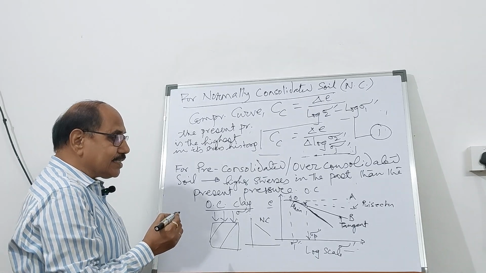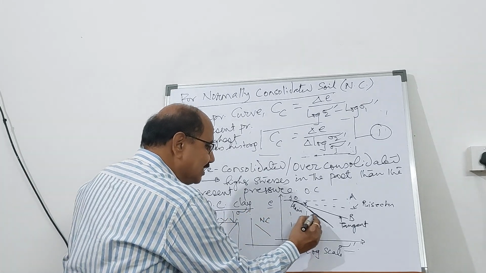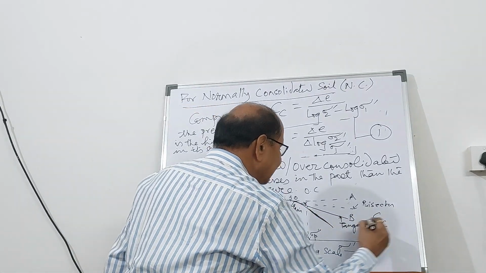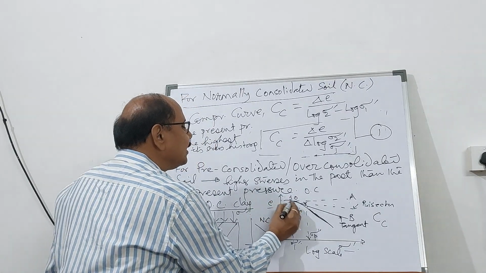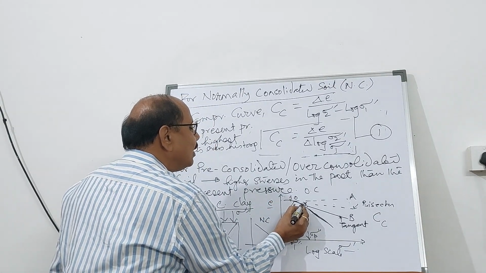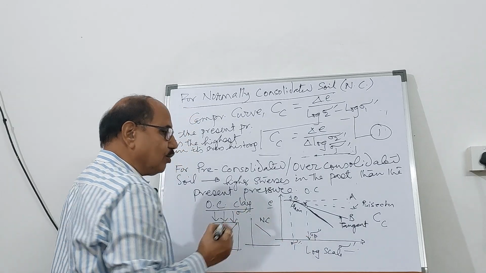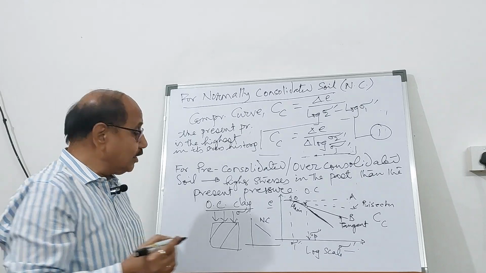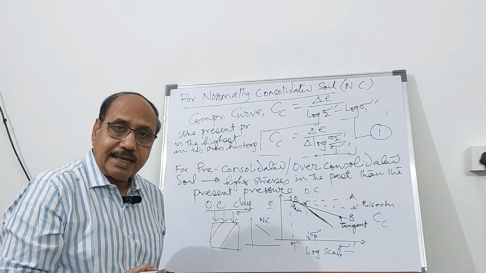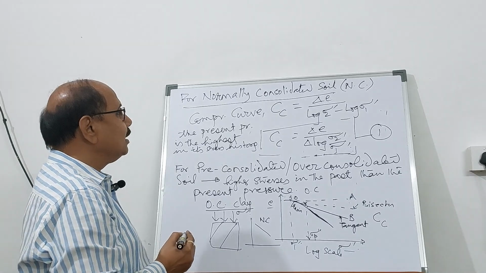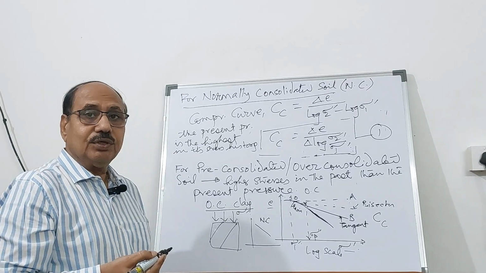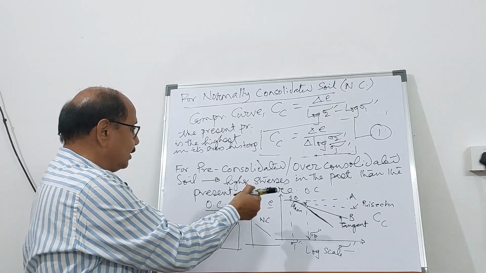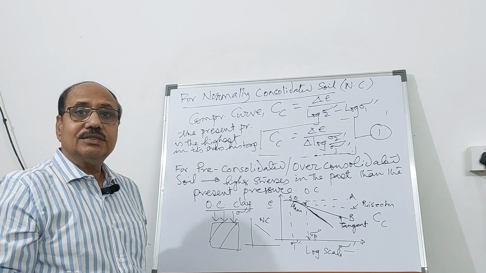So while computing the settlement, you will find here the Cc value, the compression index, is quite high compared to the slope of the part before pre-consolidation pressure. How to compute the settlement of over-consolidated clay, that is the main question that I will discuss in my next video. I hope I have explained the concept of normally consolidated and pre-consolidated soil.